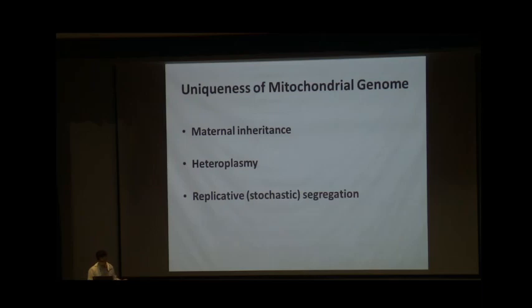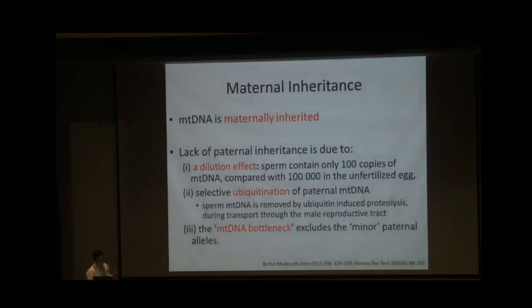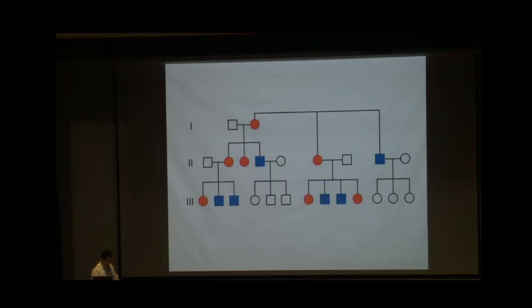One, the most important concept here is maternal inheritance. There is a lack of paternal inheritance because of multiple effects that have been documented, including the dilution effect, the subsequent removal of sperm mitochondrial DNA, even the bottleneck effect that I'll explain later. So that is why classically the mitochondrial inheritance is maternally transmitted. So you will have mothers who will transmit this disorder to their daughters and their sons. The sons may get affected, but they will not transmit this disorder to the next generation. So this is typical for mitochondrial inheritance.